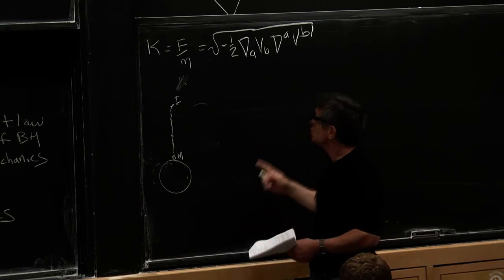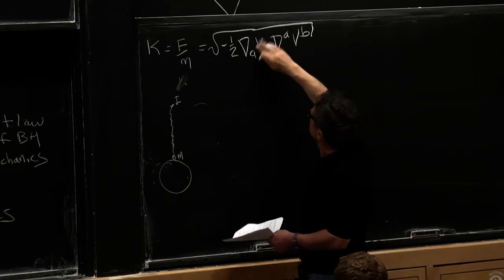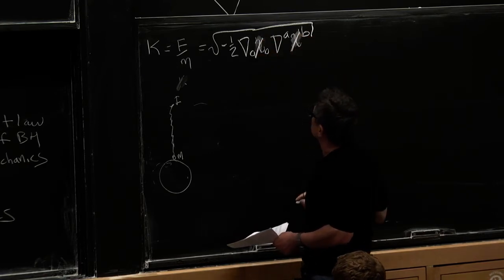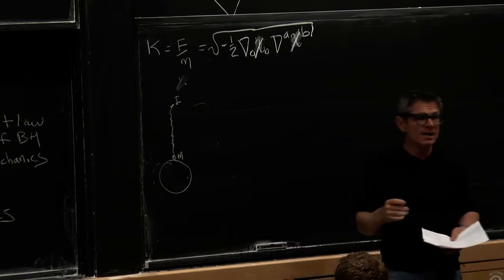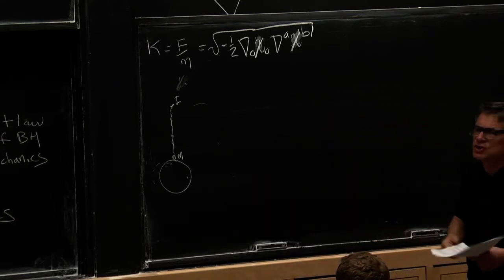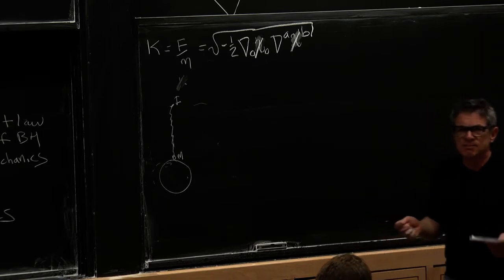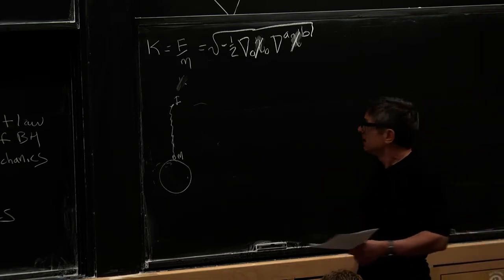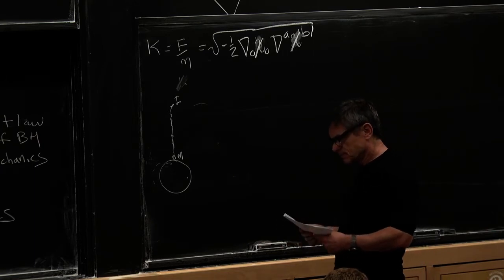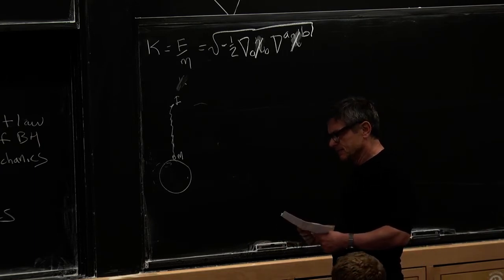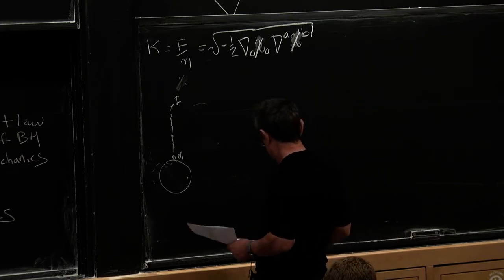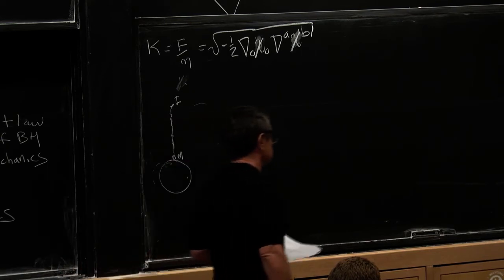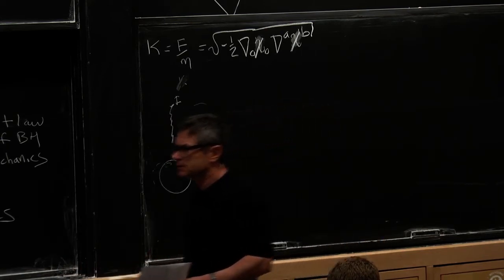But still we can use this definition where we just take V to be the null generator of the horizon, and that gives us an invariant geometric quantity that we can associate with the horizon of any black hole, even a spinning one. And for Kerr, where's my eraser? Oh.